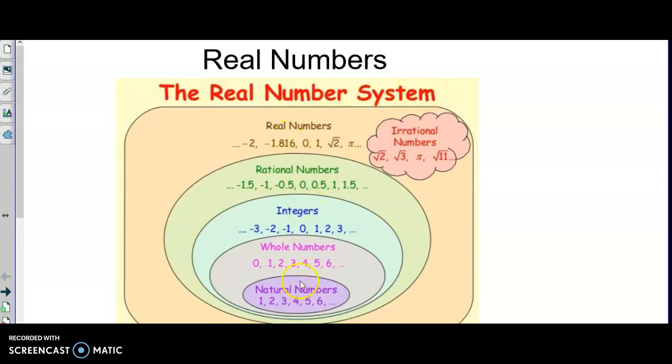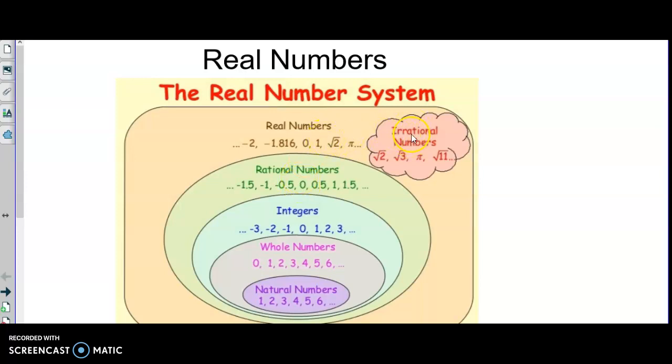So we have our natural numbers, our whole numbers, our integers. Now we use the word integer a lot. Remember, that's a positive or negative counting number. Integers are not decimals. All right, then we have rational numbers. We use that word a lot too. Rational numbers can be written as a fraction or decimal, but it has to end or repeat.